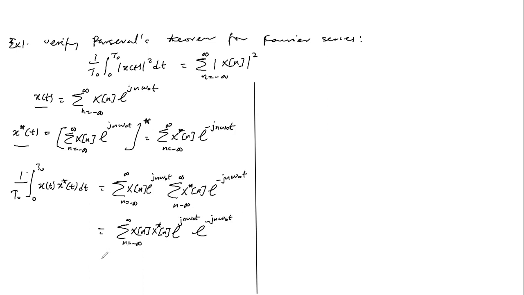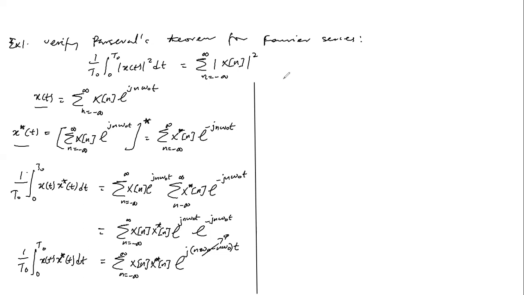So if we compress further, this is going to give us the summation from n equals minus infinity to infinity of S conjugate n, e to the j n omega naught t minus n omega naught t. So n omega naught minus n omega naught will reduce to 0, right? So that is 1 over T naught integral 0 to T naught of x of t times the conjugate of x of t dt.